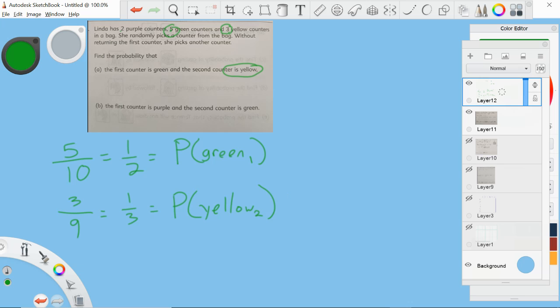so the probability of pulling a yellow counter on the second pull is 1/3. And the probability that both of these things happen, that you pull a green first and a yellow counter second, is going to be 1/2 times 1/3. We multiply the individual probabilities together, and that gives us 1/6. And that answers the question.